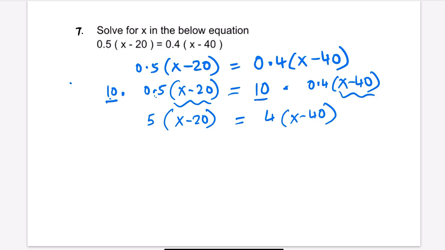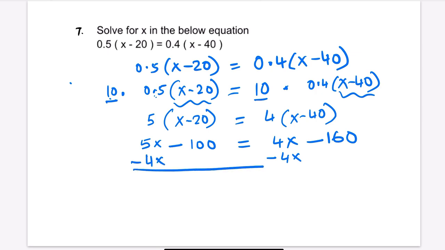Now, as I noted in the previous page, let's use the distributive property rule here again, where we take 5 to each term inside, multiply 5 with each term inside the parentheses. So we are left with 5 times x is 5x minus 5 times 20 is 100, is equal to 4 times x is 4x minus 4 times 40 is 160. Alright. So now let's get rid of this 4x from the right side. So I have to do negative 4x, which is the inverse of 4x. This gets cancelled out. On the right side I am left with negative 160. On the left side I am left with 5x minus 4x, which is x minus 100.